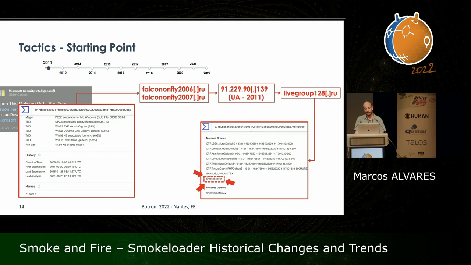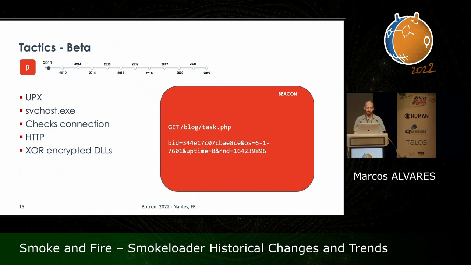This time I managed to find a bunch of samples connecting back to this domain. And those samples were creating the Smokeloader mutex that you can see there. The code of these samples connected to live group was really similar to the first one. Then I could tie both campaigns; the second one is a kind of new version. Now I have a starting point, and I'm gonna call those two the beta version. They are gonna be the prototype.